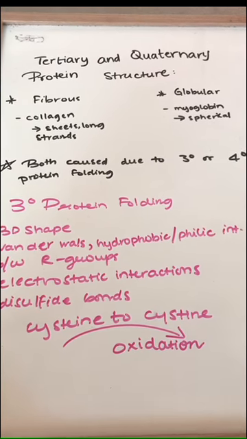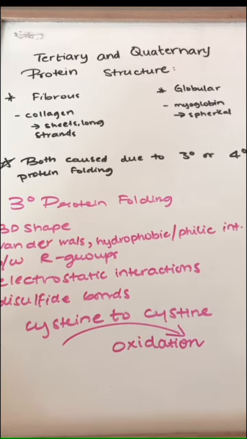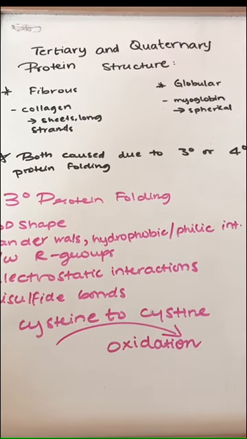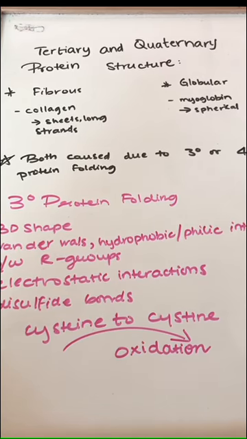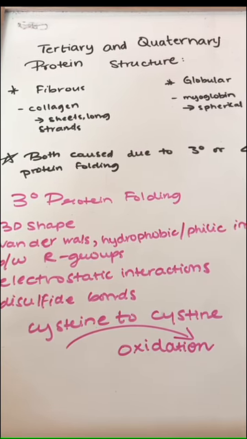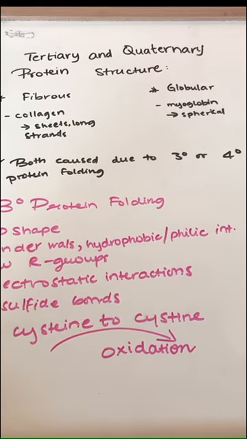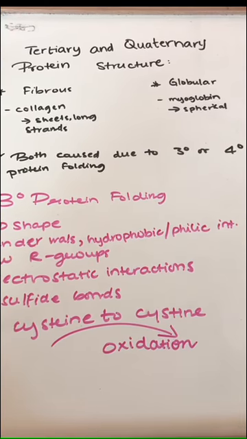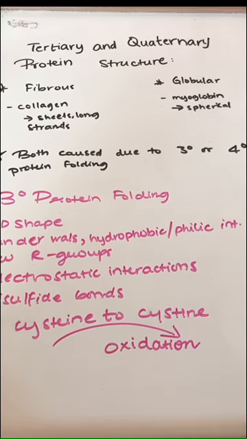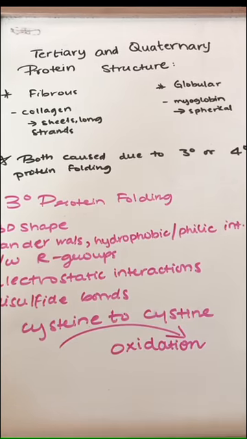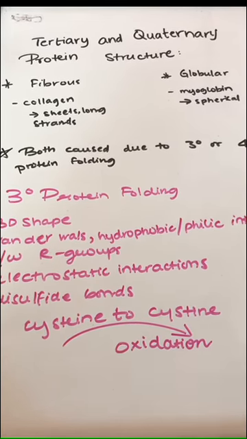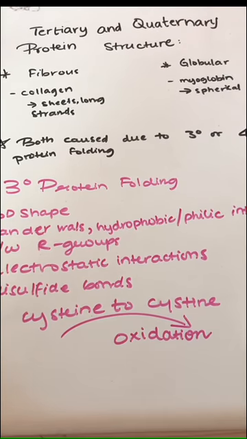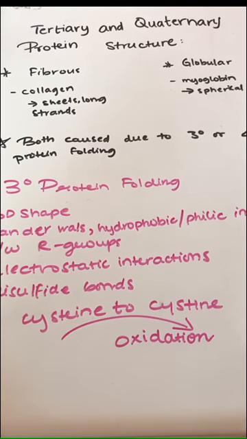So, there are two types of proteins. There are fibrous proteins and globular proteins. Fibrous proteins are usually long sheets or strands, and one example is collagen. Globular proteins are usually spherical, and one example is myoglobin, and I would really encourage that you look up structures of these two proteins. Myoglobin is really important in your body in that it transports oxygen.